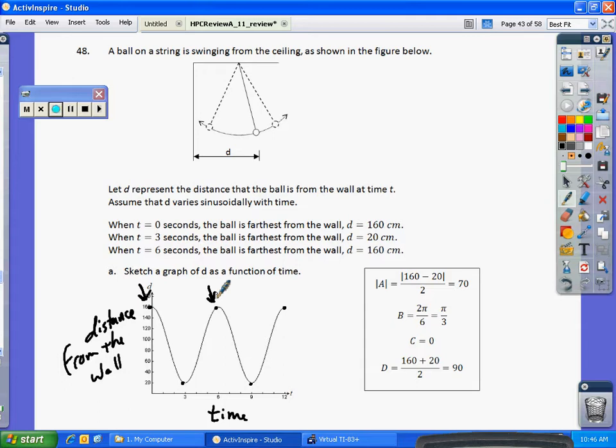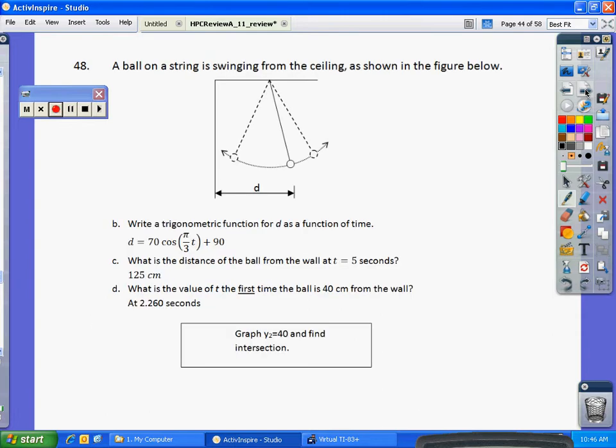C represents the phase shift. Since we start at a high point, I'm going to use a cosine equation, so C is going to be equal to 0. And if you remember D is high, the maximum plus the minimum divided by 2, so D is 90. So to write the equation, part B, write a trigonometric function for D as a function of time. D equals 70 cosine pi over 3t plus 90.